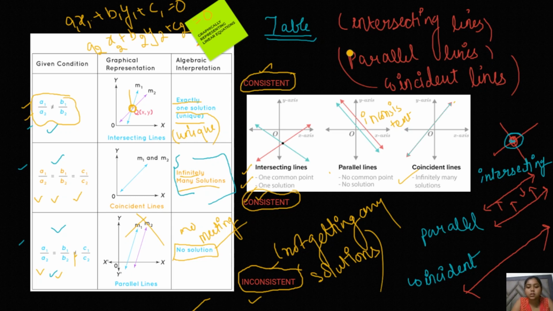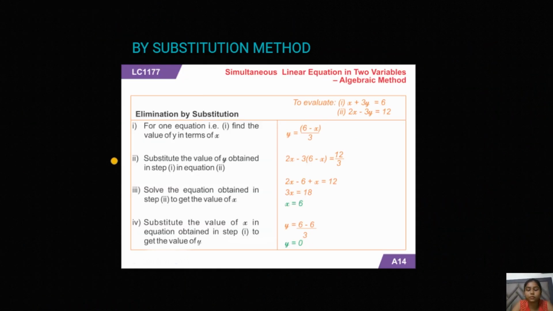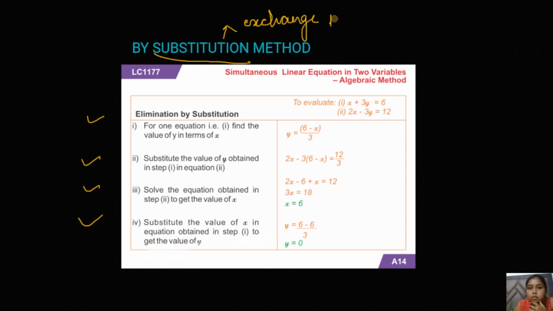Am I right? So now we will discuss all the methods for solving the linear equations. Our first method is the substitution method. The substitution method is very easy. You can have a look at these steps. Our first step is substitute, which means to exchange the places. This is what we call substitute.